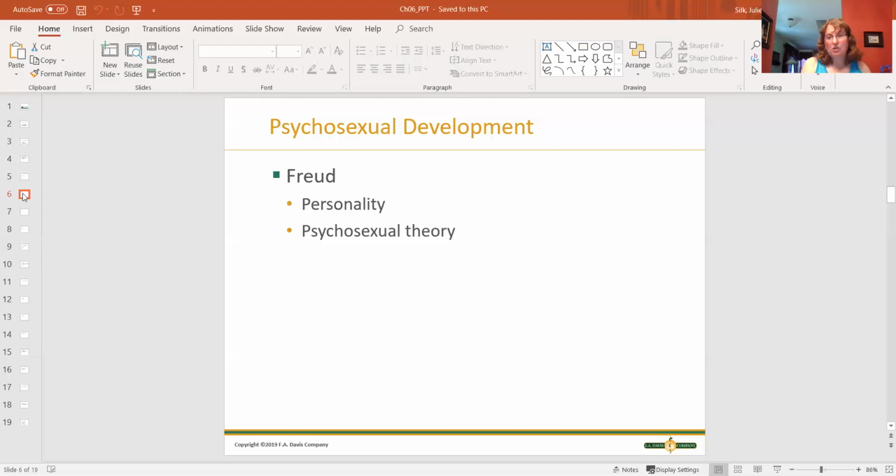And then the next stage is your latency stage. This is 6 to 11 years old. So sexual drives are submerged, energy is focused on socialization and increasing problem-solving abilities. Appropriate gender roles are adopted, and then the superego is developed to a point where it keeps the id under control.